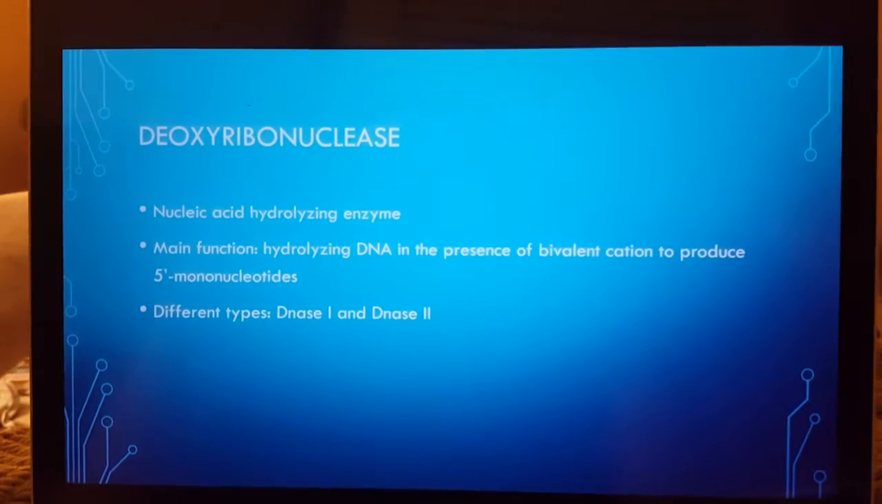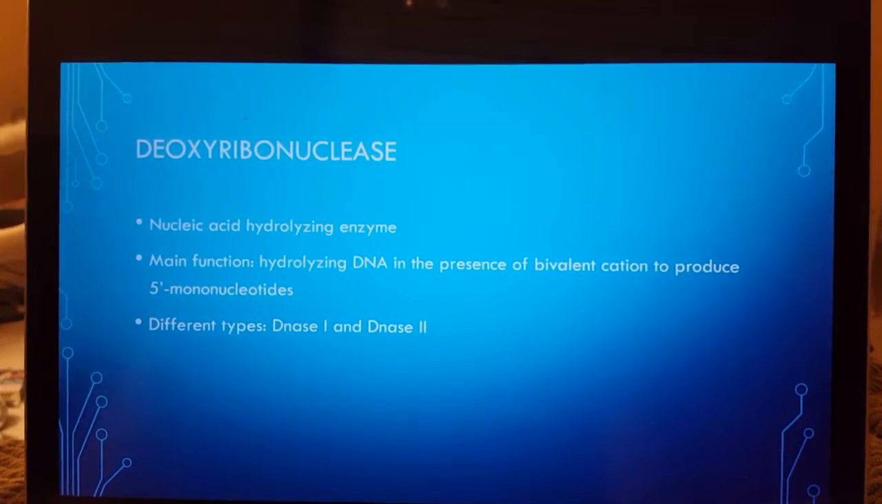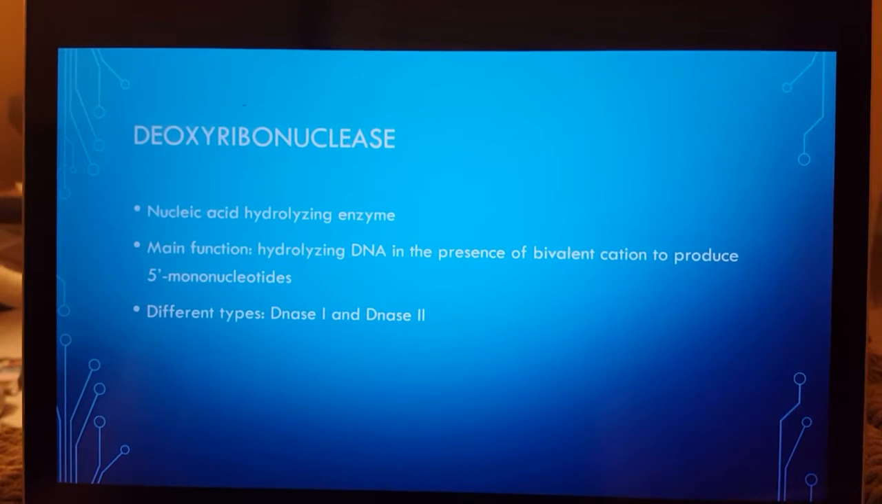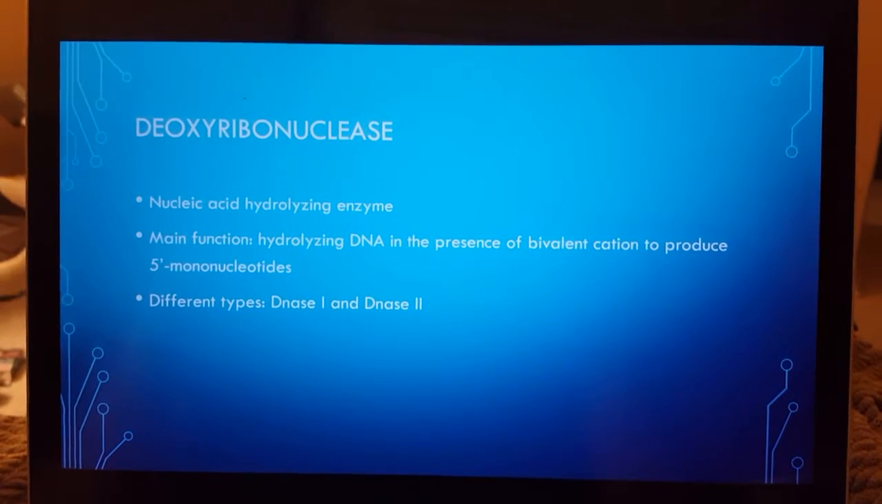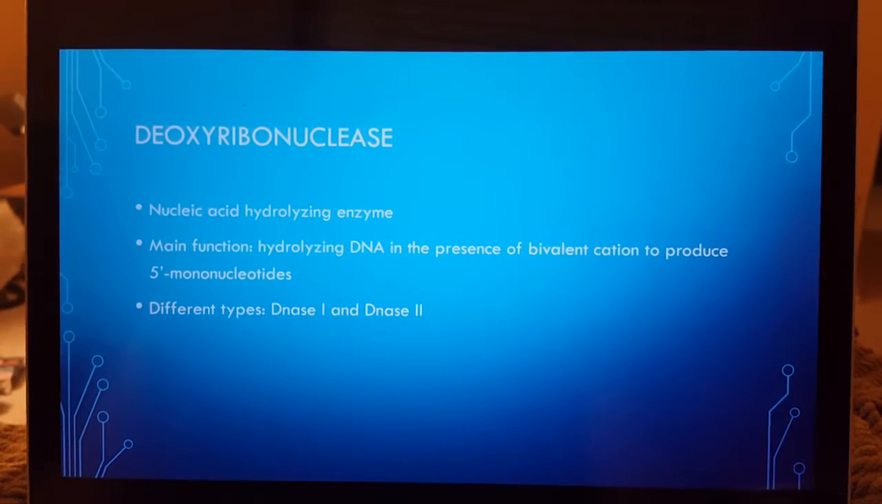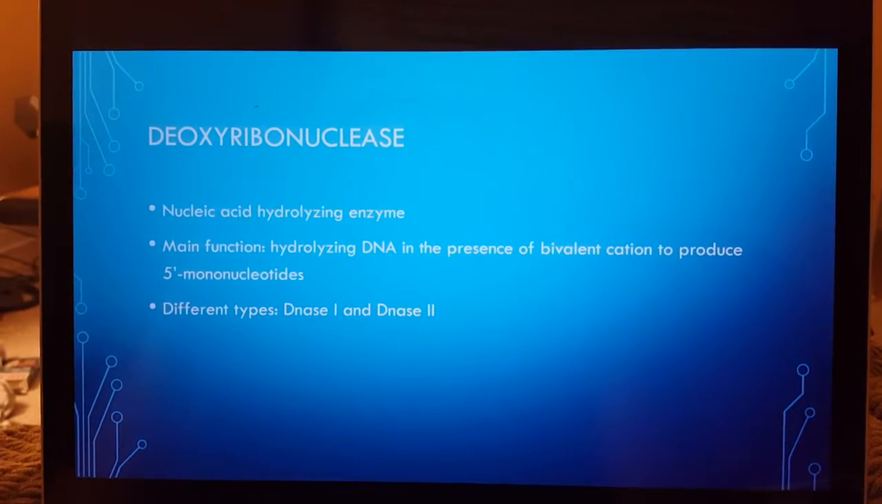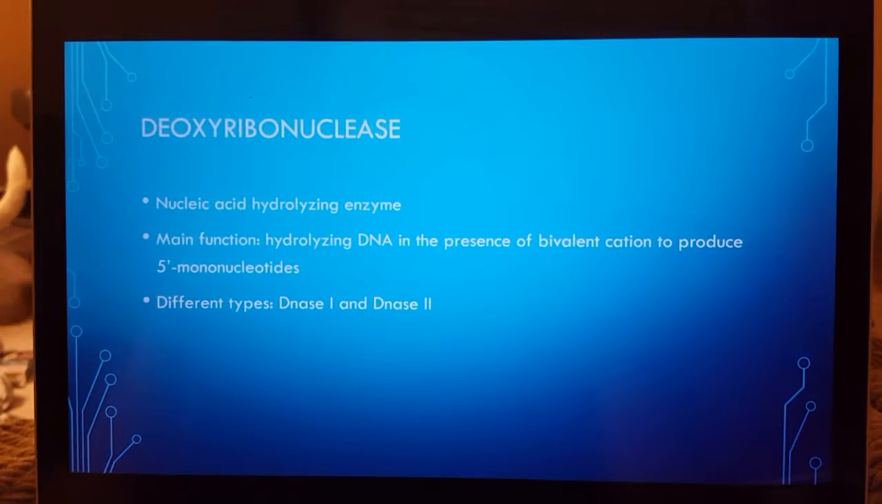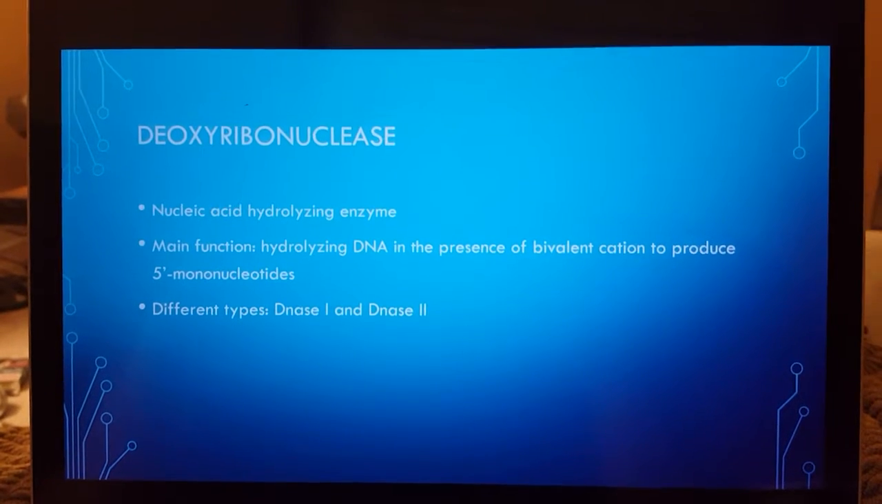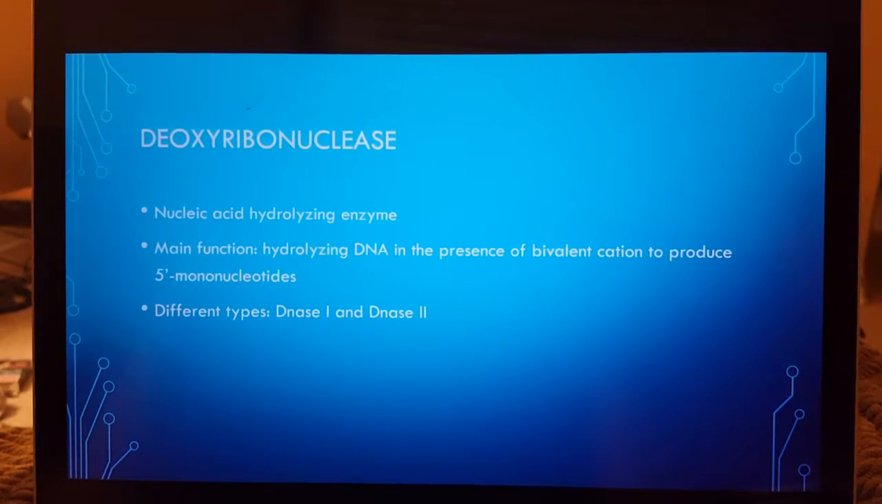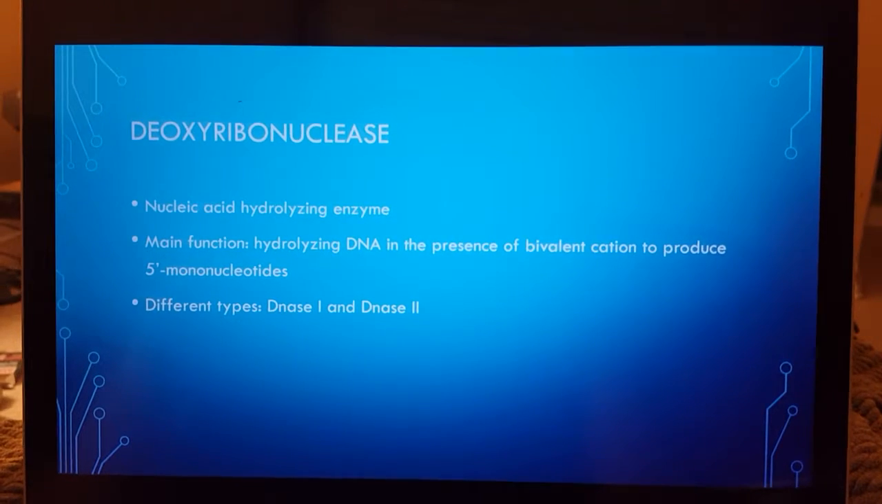So now on to talking about deoxyribonuclease. It's a nucleic acid hydrolyzing enzyme. Its main function is hydrolyzing DNA in the presence of bivalent cations to produce 5' mononucleotides. An example of a bivalent cation would be magnesium 2+.